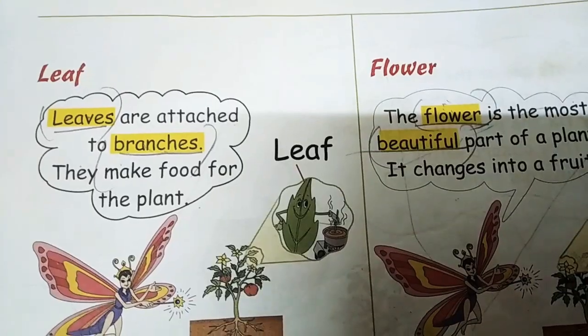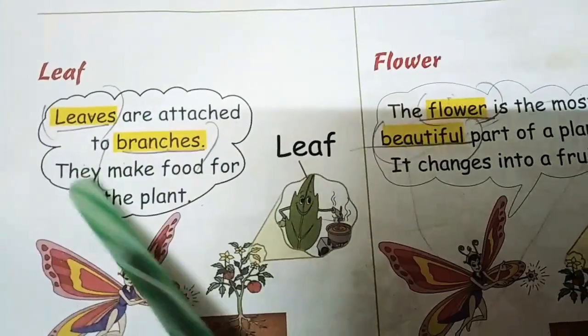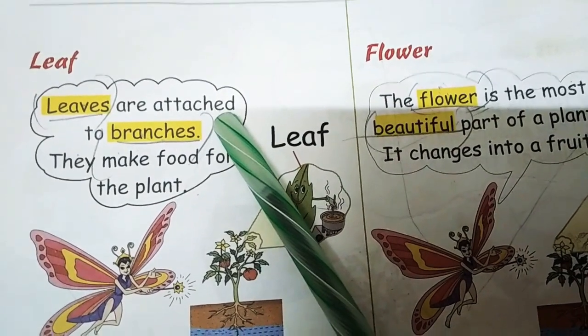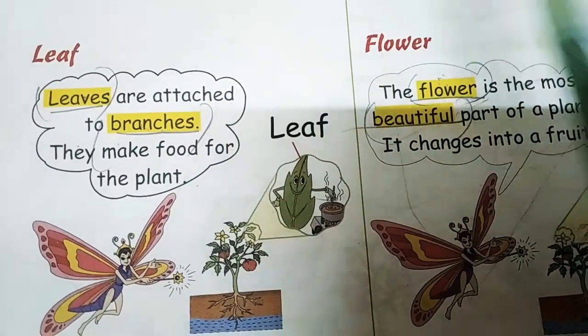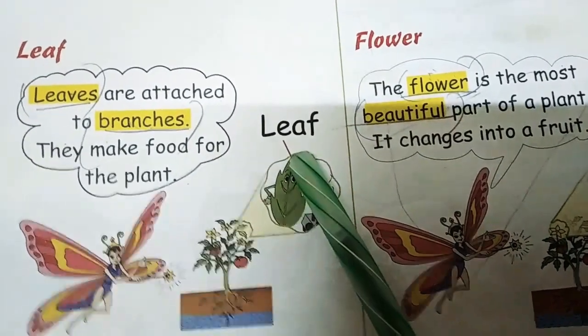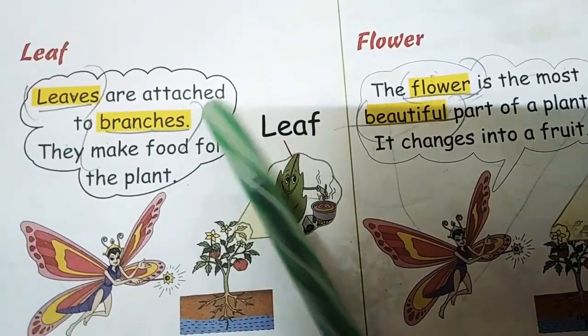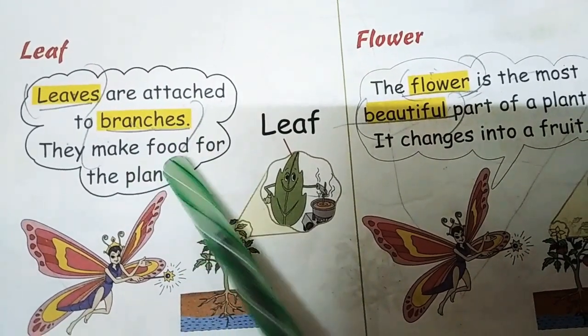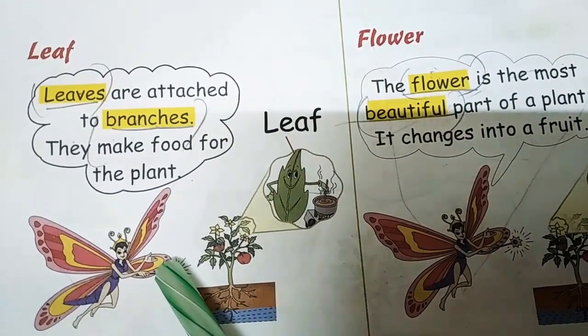Now moving to the next part. So these are the leaves, right? Leaves are a very important part of the plant. What do they do? Yes, they make food for the plant. So these are the leaves. Leaves are attached to branches. They make food for the plant.